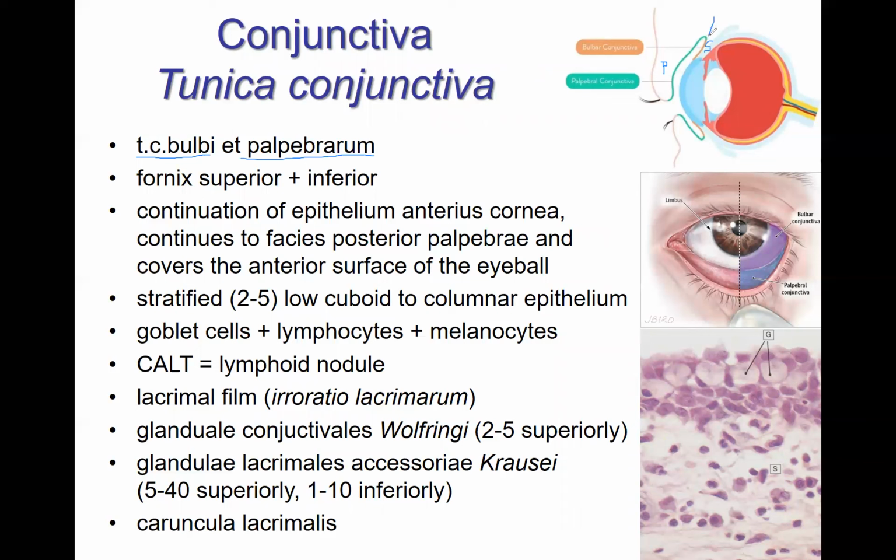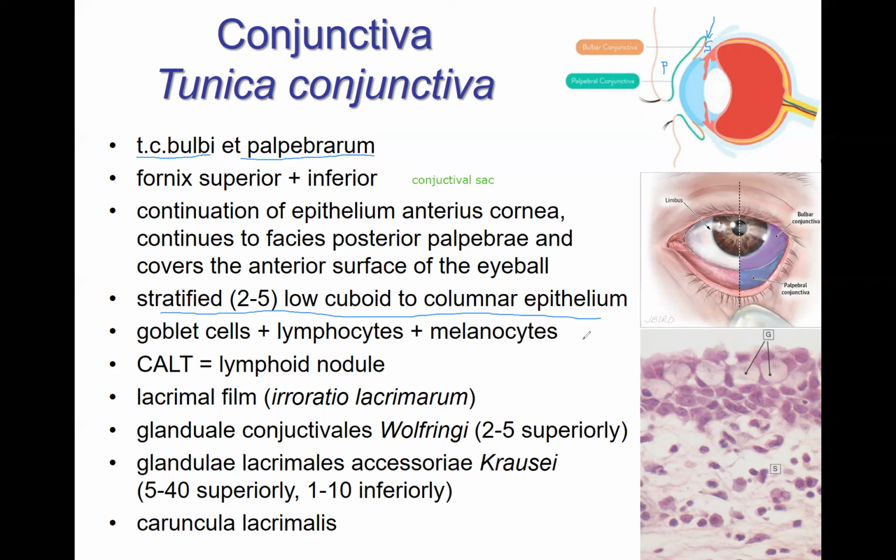Then this area is called sac. In English, it's called conjunctival sac. In Latin, it's called superior inferior fornix. That's the area where the palpebral conjunctiva changes into the bulbar one. Of course, the question is, what is the conjunctiva? And it's an epithelium.